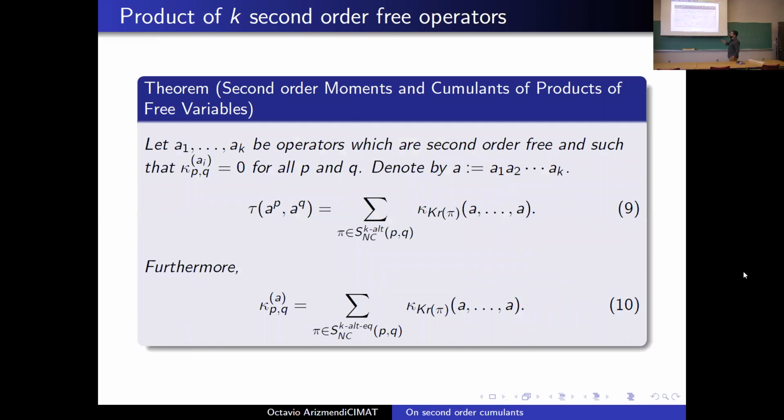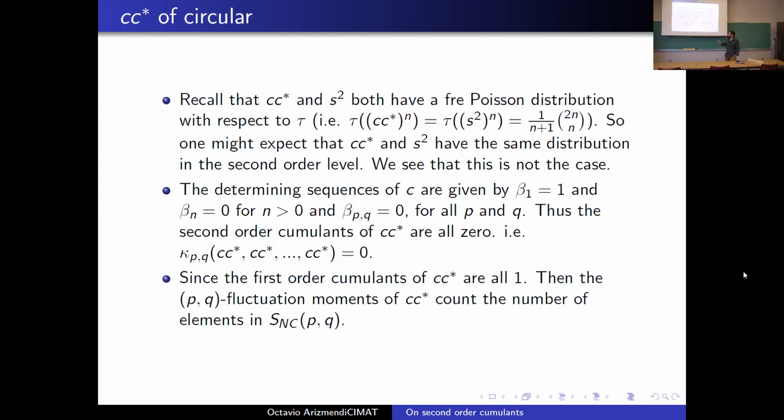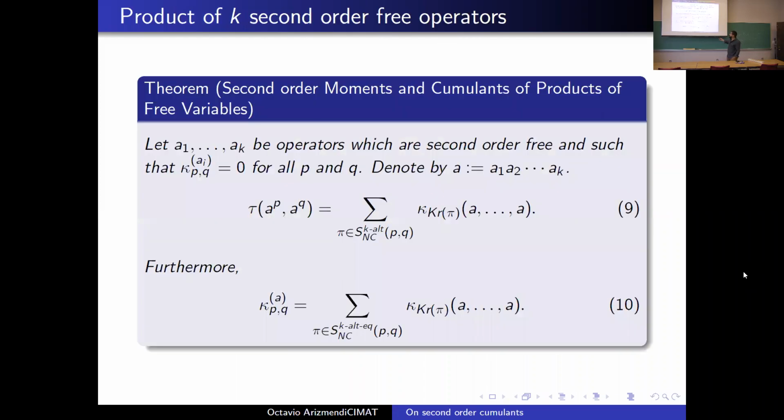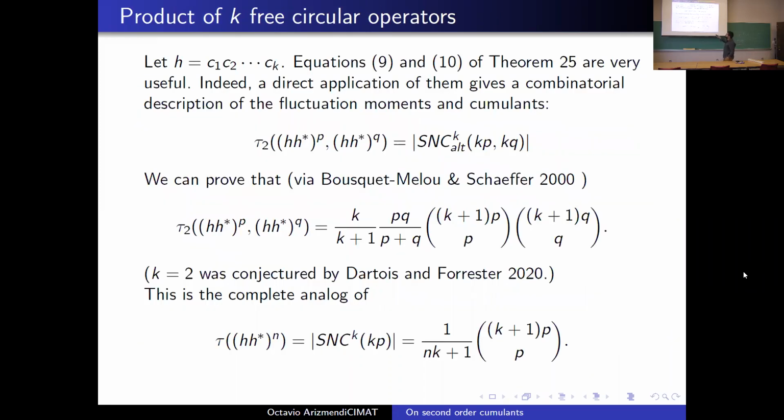We can also do products of free elements, and in particular this is interesting because now we have a circular operator, which is a Ginibre. We can do the product of Ginibres. What we call the product of K free circular operators is just the limit of the product of Ginibre ensembles. We have a formula in terms of K-divisible alternating non-crossing partitions of KQ elements.